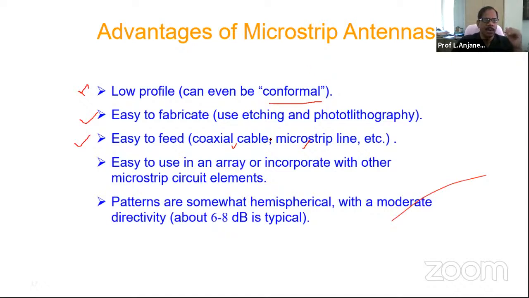Another advantage is that they are easy to use, because the millimeter wave antenna examples that I'm going to show now for different applications are mostly made of microstrip. If not one layer, they use several microstrip layers to get the desired characteristics. We can also use this as an array, so that it can be easily integrated with other antennas. The patterns are somewhat hemispherical, not omnidirectional, because mostly the radiation is from the board or antenna to the upper surface, and we can obtain 6 to 8 dB typical directivity.